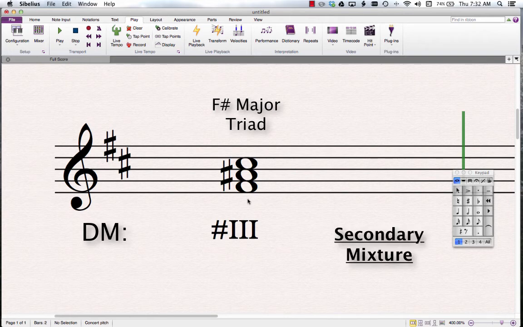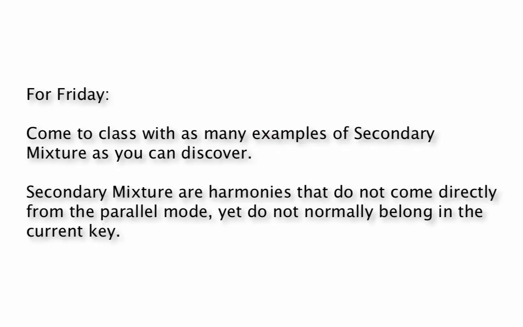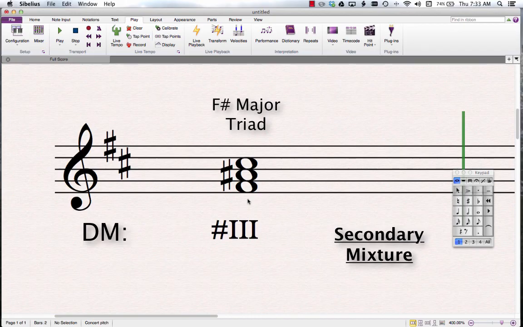So it's mixture not directly related to the minor mode, but yet doesn't exist in the major mode either. There are other examples of this you could think about. In fact, for Friday, what I'd like you to do is come up with as many possible secondary mixture chords as you could have. Again, for secondary mixture, these are chords that are not in the major mode, but aren't directly borrowed from the minor mode either. This is one example of that, an F sharp major triad in the key of D major.